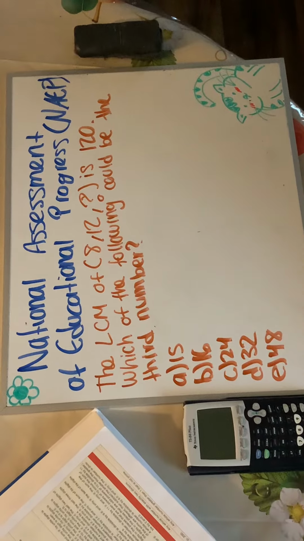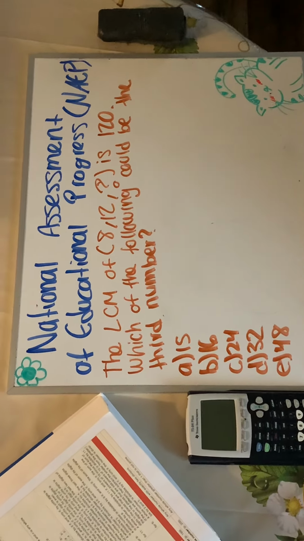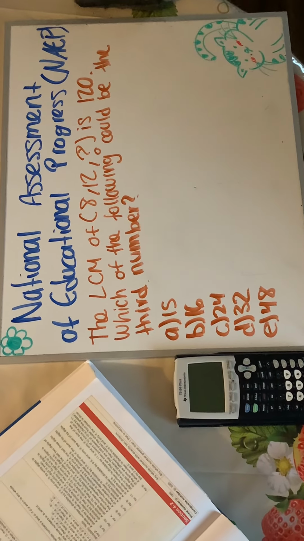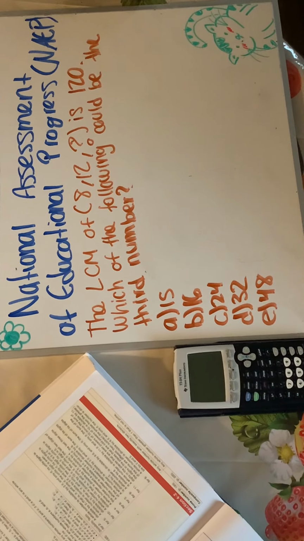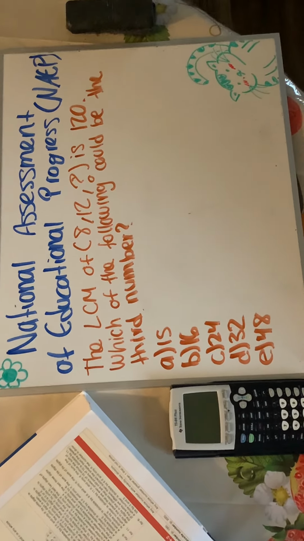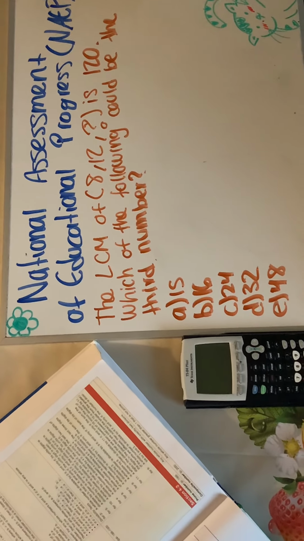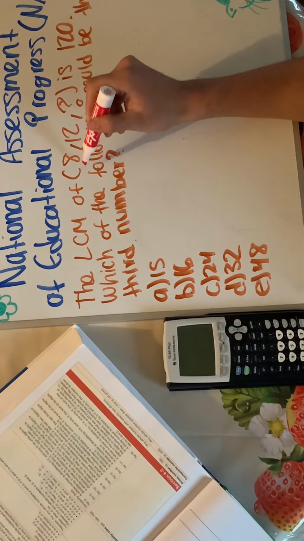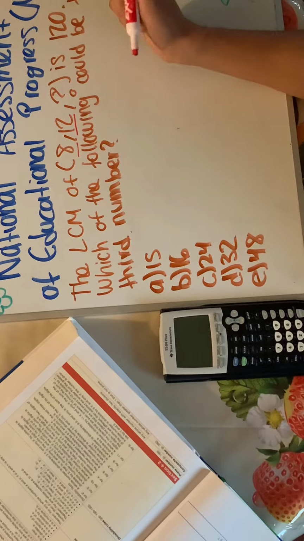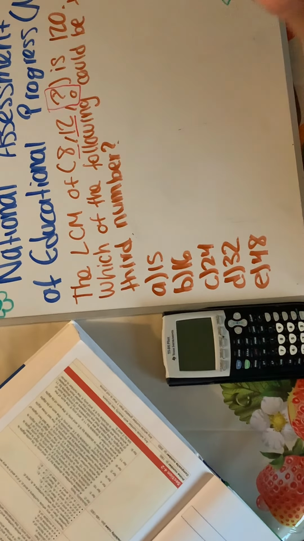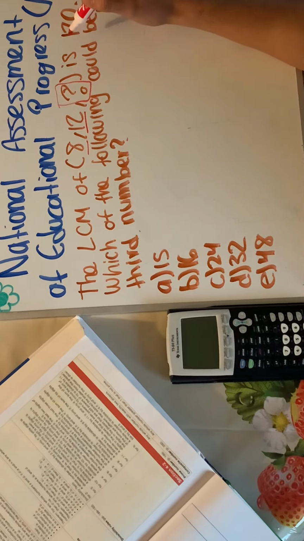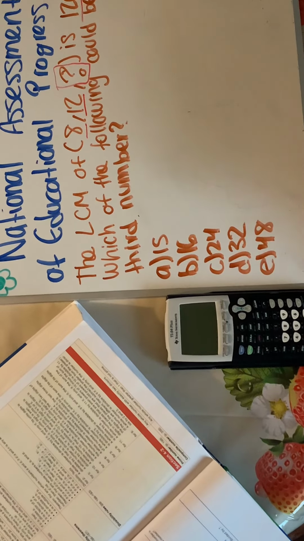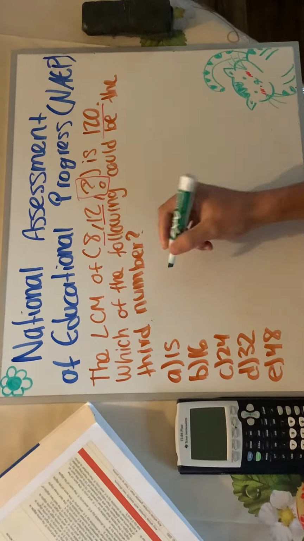Okay, finally, for our last question, we will be answering the NAEP, the National Assessment of Educational Progress. Okay, the question is, the least common multiple of 8, 12, and a third number is 120. Which of the following could be the third number? Well, we are given 8 and 12. A third number we don't know, and the LCM is 120. So for this one, I'll be using the prime factor.